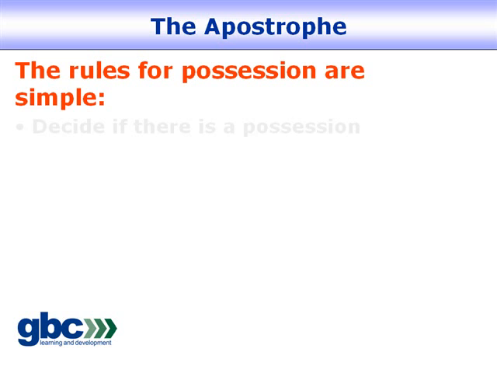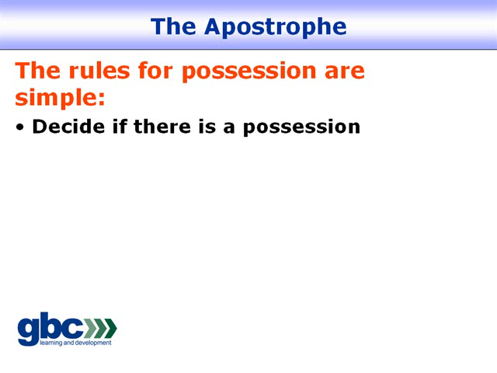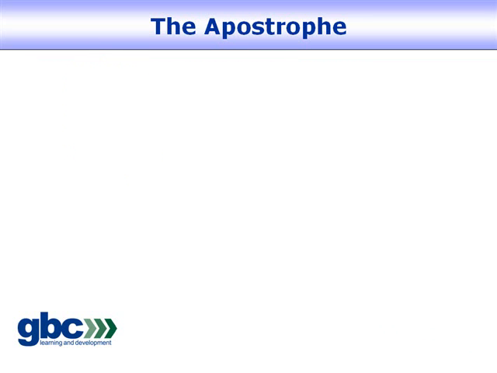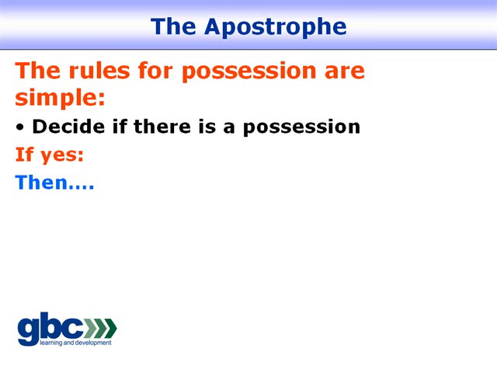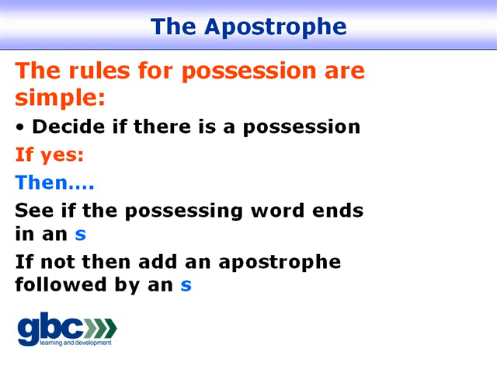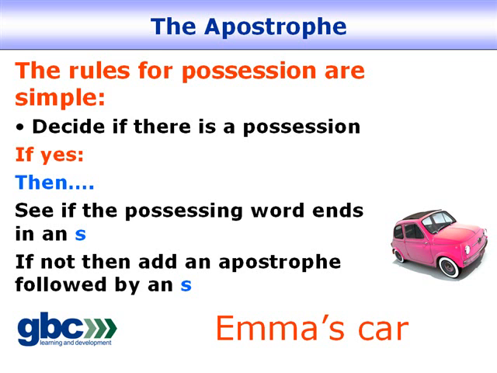The rules for possession are simple. First of all, decide if there is a possession. Does something belong to something else? Emma's car is an example of a car belonging to Emma. So we've decided that there is a possession. Then see if the possessing word ends in an S. Now, in the case of Emma, it doesn't. So if not, add an apostrophe followed by an S. Can you see in the example that after Emma we've put an apostrophe in followed by an S? Emma's car means the car belonging to Emma.